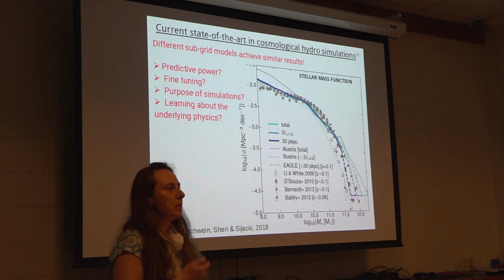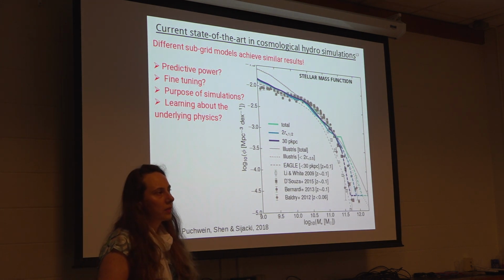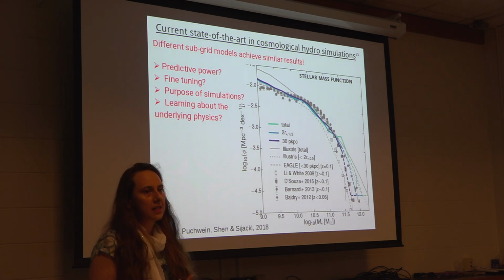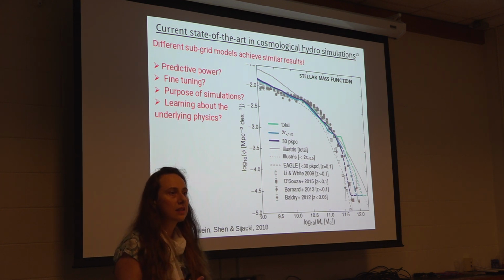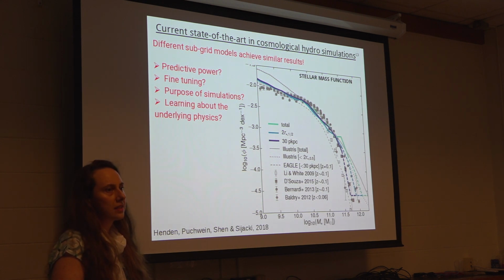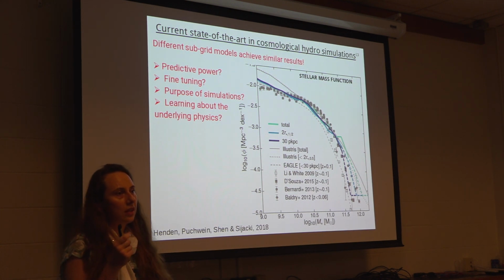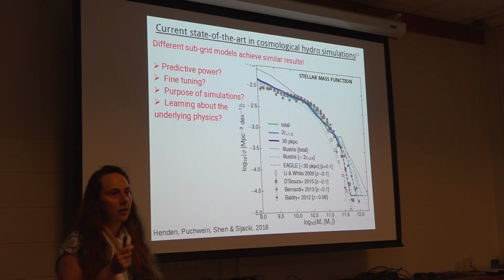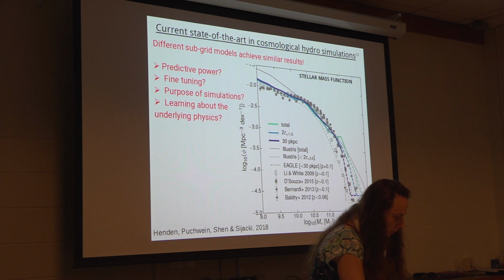But at the same time, you can flip the coin around and you can say, what is actually the predictive power of these simulations if we use different subgrid models or different physics and we achieve a similar level of success or similar level of results? What is the level of fine-tuning that we are actually doing in this type of simulations in the subgrid models to achieve this type of results? What is ultimately the purpose of these simulations, whether they should be a simple fitting exercise, and how can we actually go away from this and learn about the fundamental underlying physics? And this is what I would like to focus on for the rest of the talk.